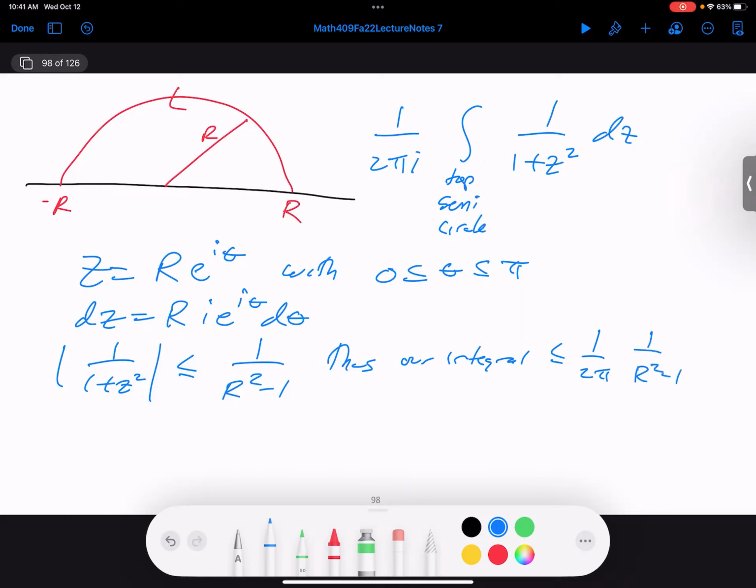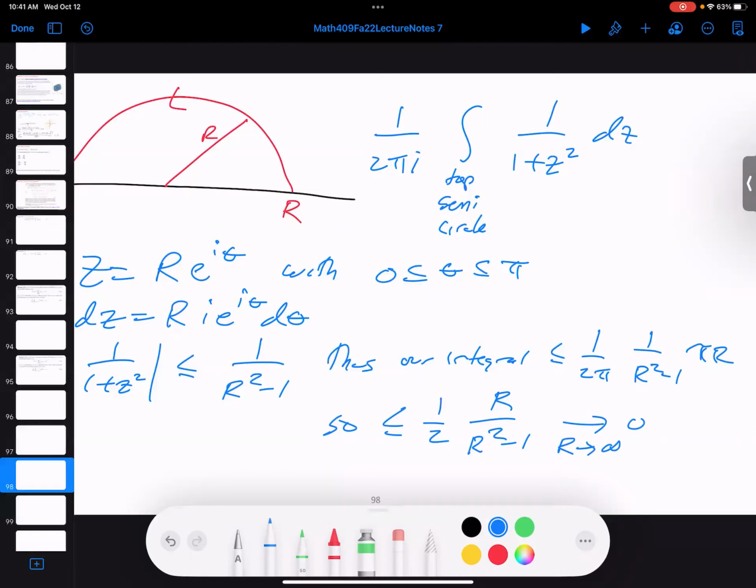And what's the length of the arc? What's the length of the top? Pi r. So it's less than or equal to, the pi's cancel, 1/2 r over r squared minus 1, which goes to 0 as r goes to infinity. So as r goes to infinity, the contribution over the top tends to 0. We don't have to worry about that.